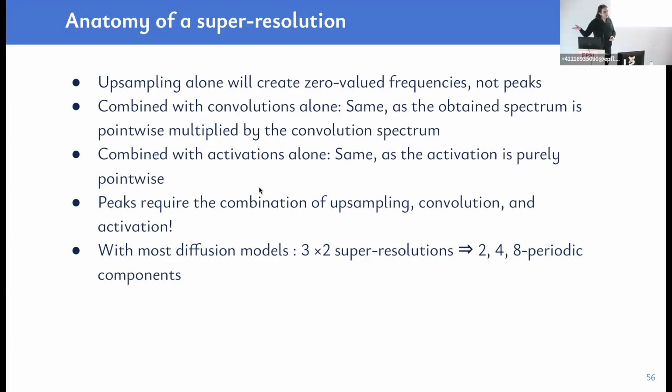In most models, such as latent diffusion, the super resolution is done 3 times. So the 2 periodic peak after the first operation becomes 4 periodic, and then 8 periodic. And what's very good for us is that latent diffusion actually uses nearest neighbor upsampling. We don't know why, because it's quite a bad upsampler. They probably consider that the convolutions will erase the issues, but we can see them quite well. So good for us.